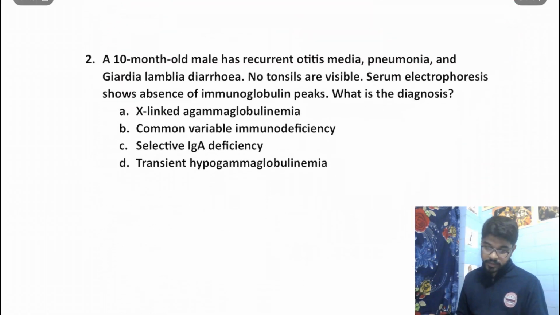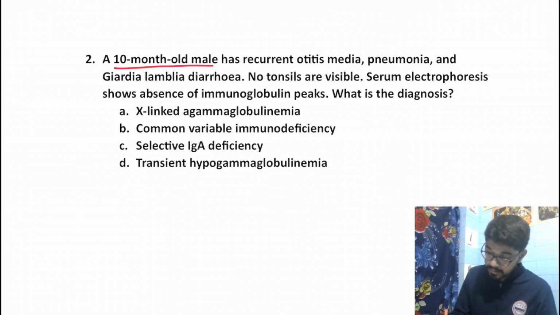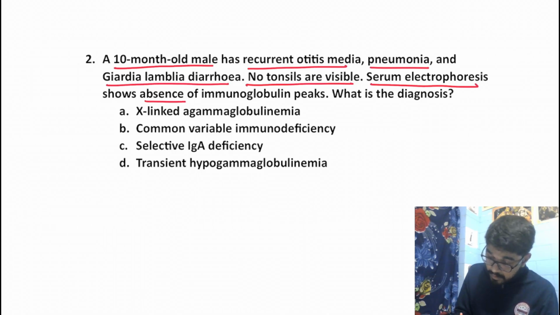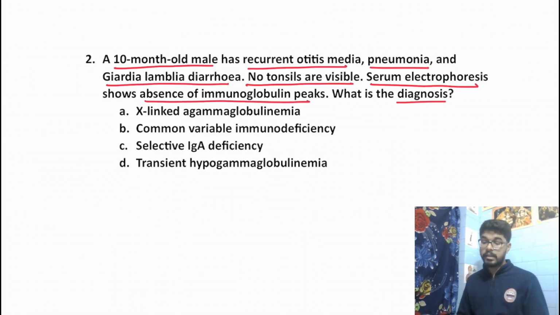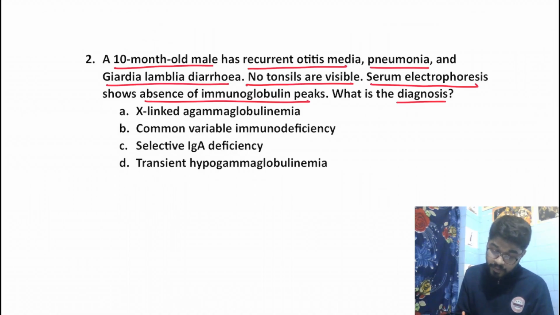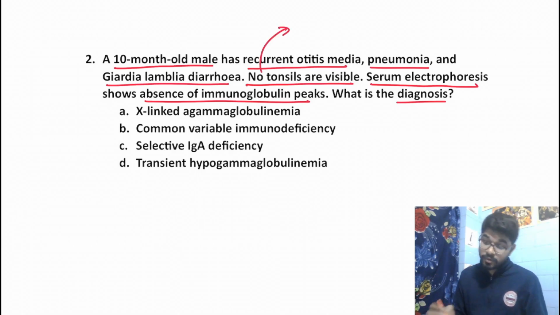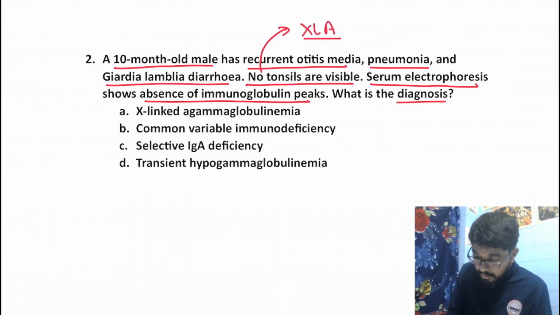Moving on to the next question. A 10-month-old male has recurrent otitis media, pneumonia, and giardia lamblia diarrhea. No tonsils are visible, and serum electrophoresis shows absence of immunoglobulin peak. What is the diagnosis? Now, whenever we get absence of immunoglobulin and no tonsils or no lymph nodes, the first, or rather the only thing that should come to our mind is X-linked agammaglobulinemia.